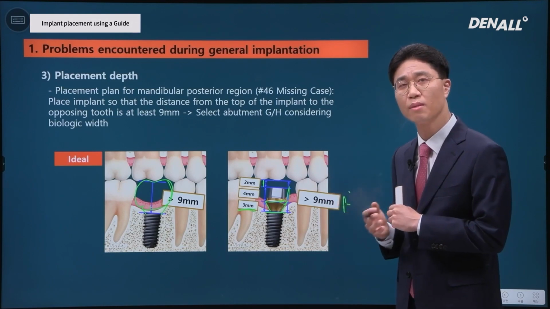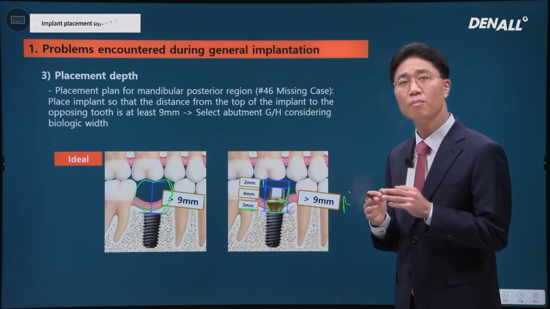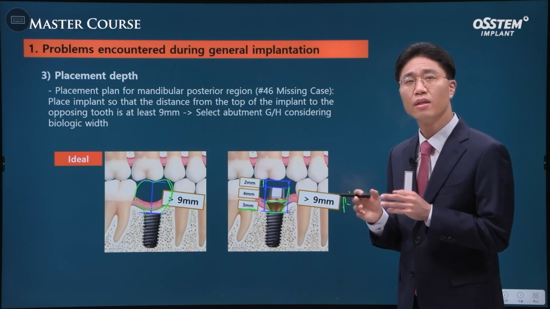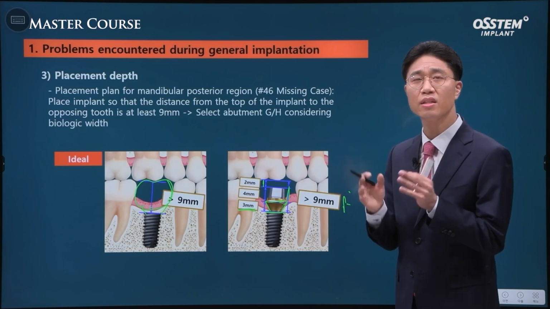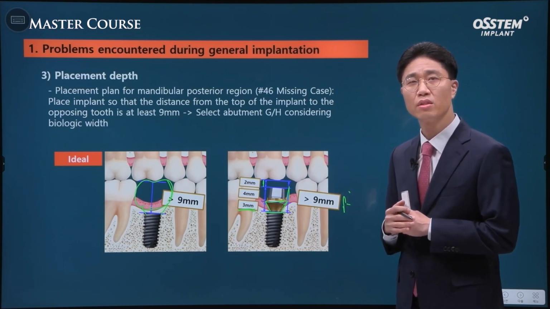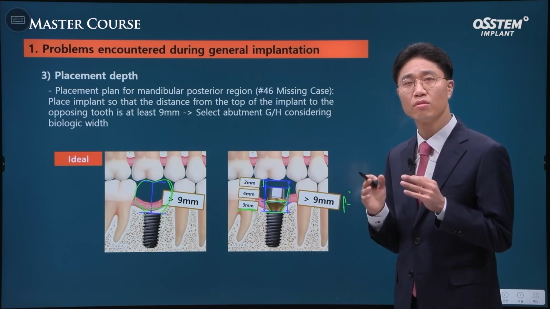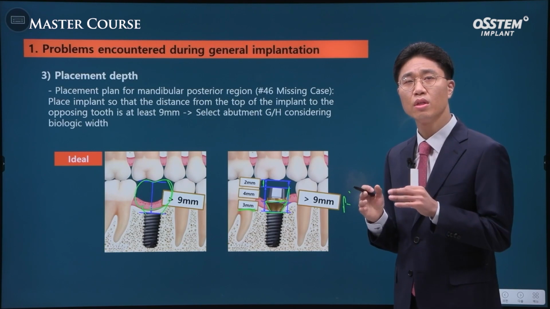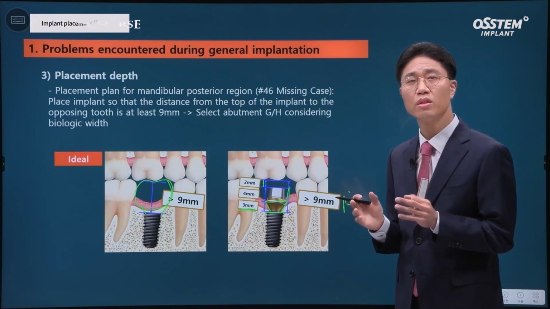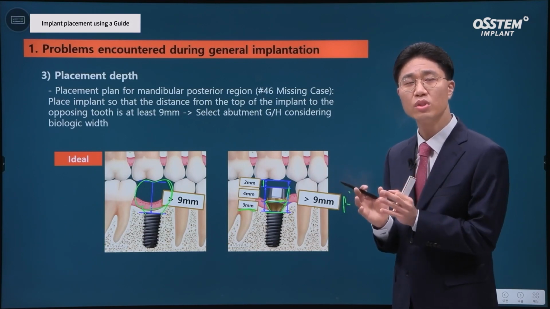If you just look at the residual bone and place the implant in the residual bone, after that, if you try to fit the right prosthesis, then it can become very difficult. Therefore, before going into implant surgery, you need to think of the final prosthesis image first, and you need to think of where you need to place the implant to get that prosthesis. Such treatment planning is necessary.